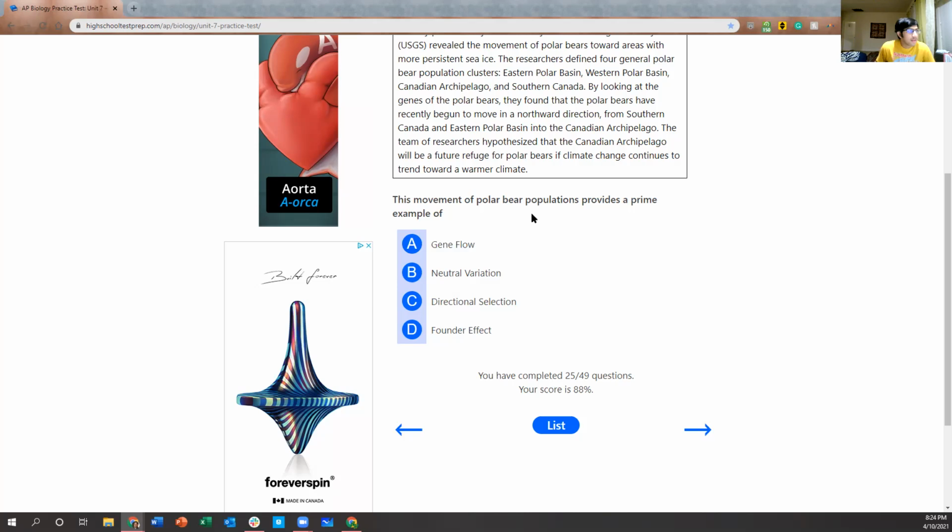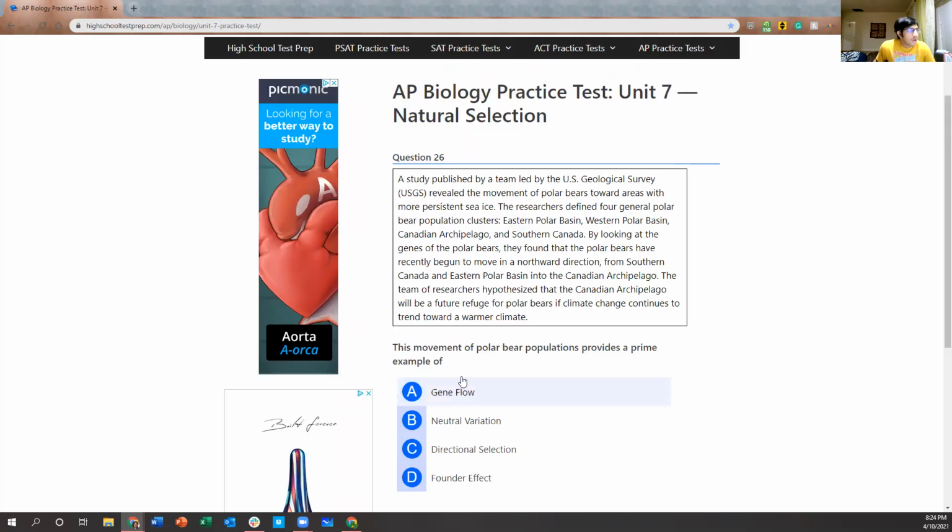The movement of polar bears population provides a prime example of... I don't know if it's founder effect here because I don't know if they're moving into new. No, they're going. So the ones that are below are going into the Canadian archipelago, which already has a polar bear population there. That's migration. It's not necessarily founding a new community. But because it's migration, that's gene flow. Yeah.